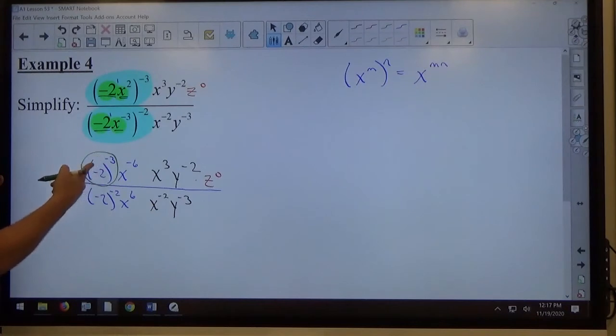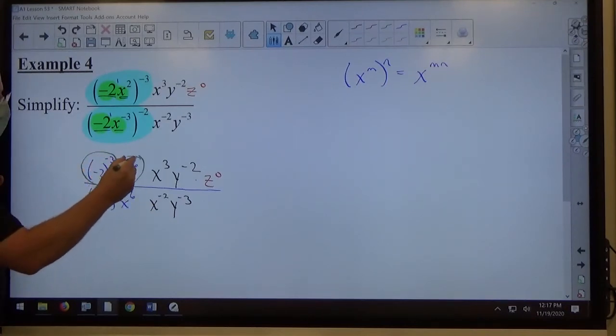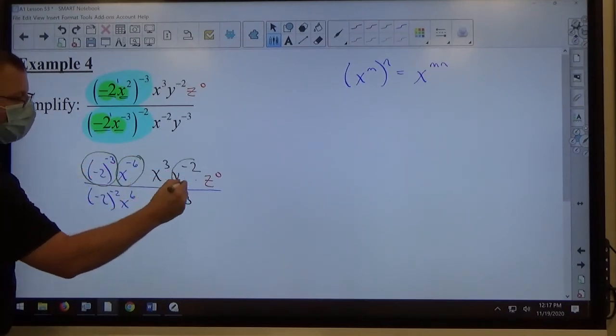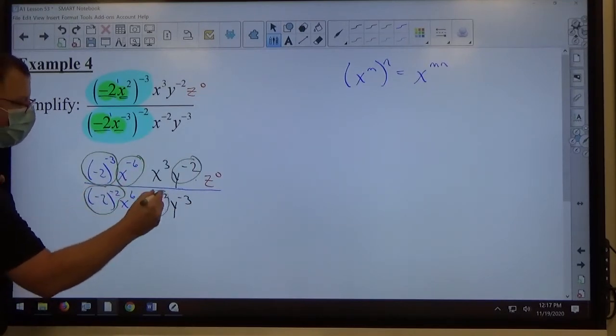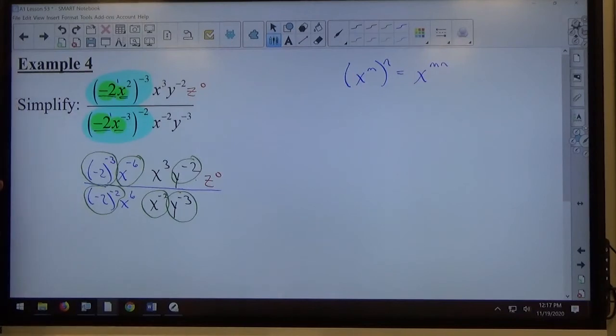So I'm looking up at the power level here: negative 3, negative 6, that's a positive power, negative 2 is a negative power, negative 2 is a negative power, negative 2, and negative 3. Those are all the negative powers. Again, I don't care about this number negative 2. I'm not circling that because of that. I'm circling that because the power is negative 3 and the power is negative 2.